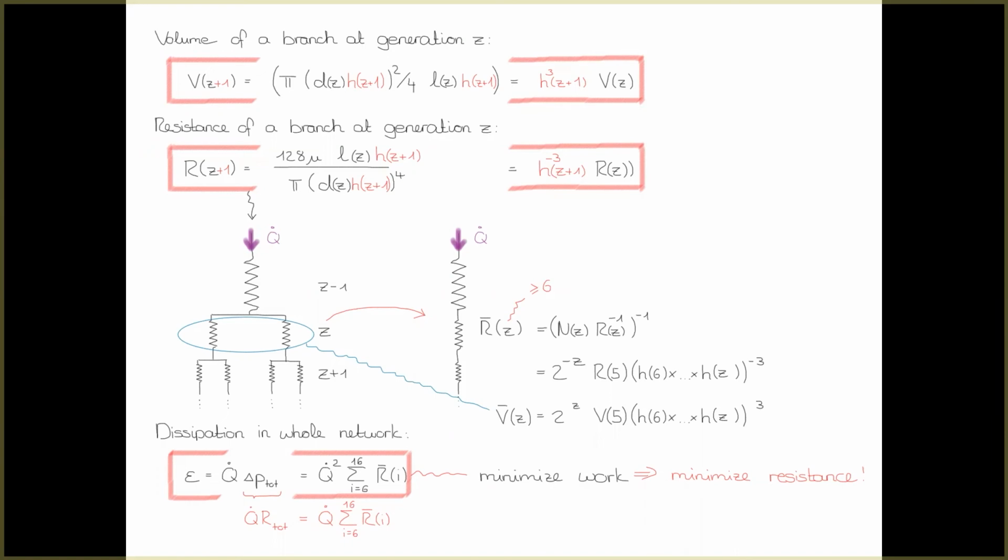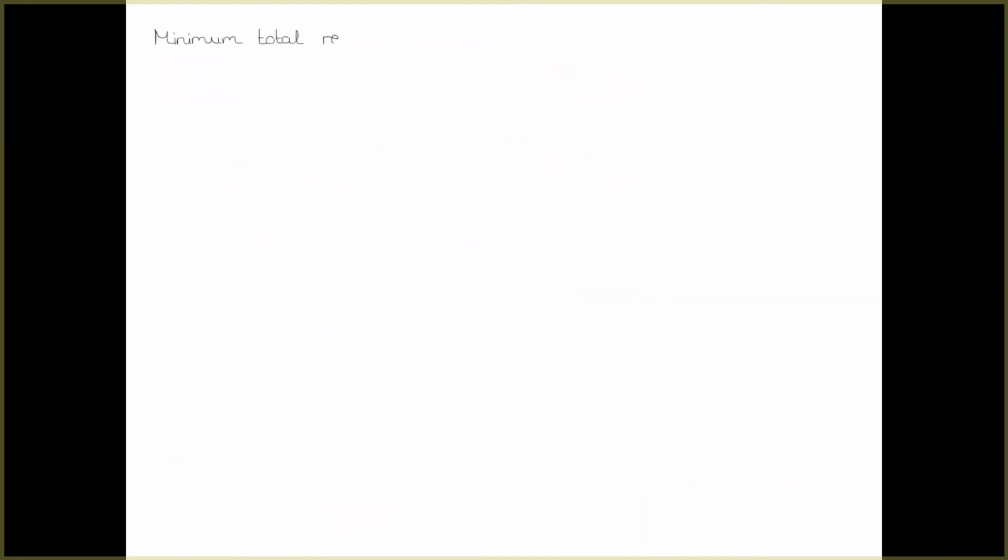That's the only way we can take influence here, or nature could take influence here. The rest is physics or biology. And now the optimization problem can be defined. So we would like to minimize this total resistance for a given tree volume.